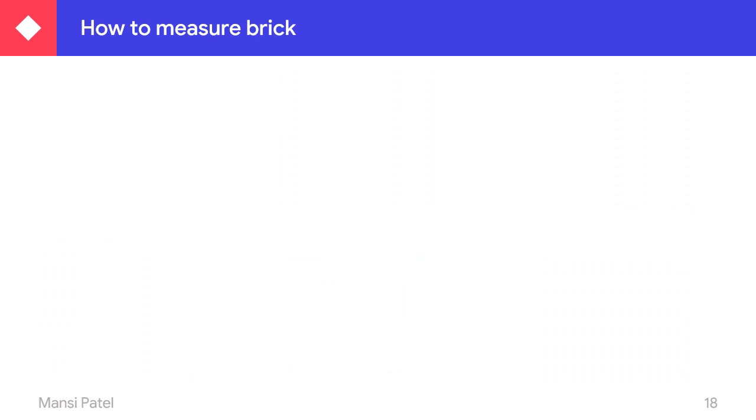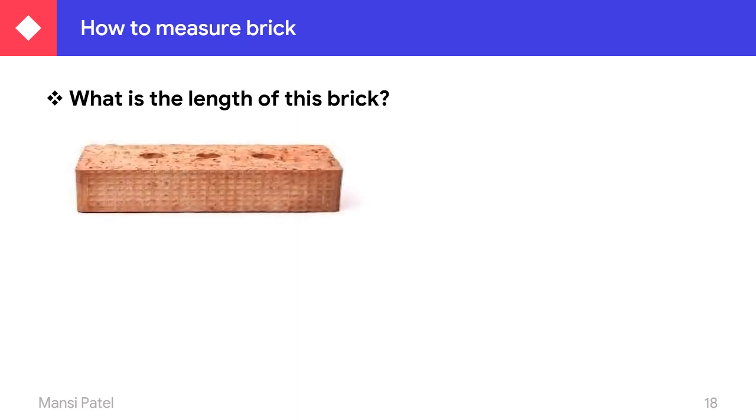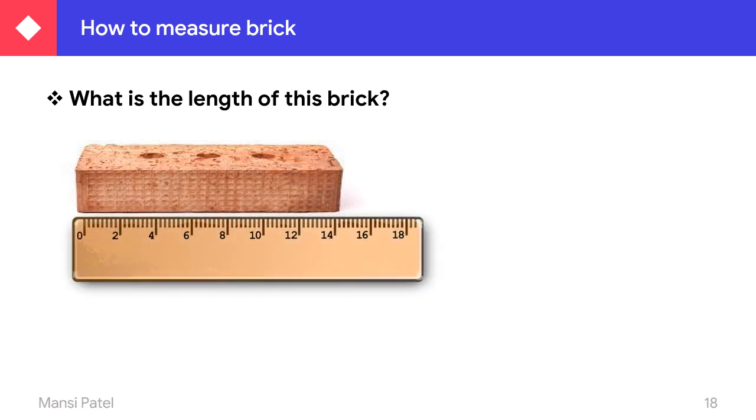Let us see how to measure a brick. What is the length of this brick? I am giving you one brick and you have to find its length. Below this brick you have to put one ruler, one scale, parallel to this brick. So it looks like this, and you have to put the brick at 0 and then just measure it from 0 to its end, at 14 centimeters. So we can say that the length of this brick is 14 centimeters.